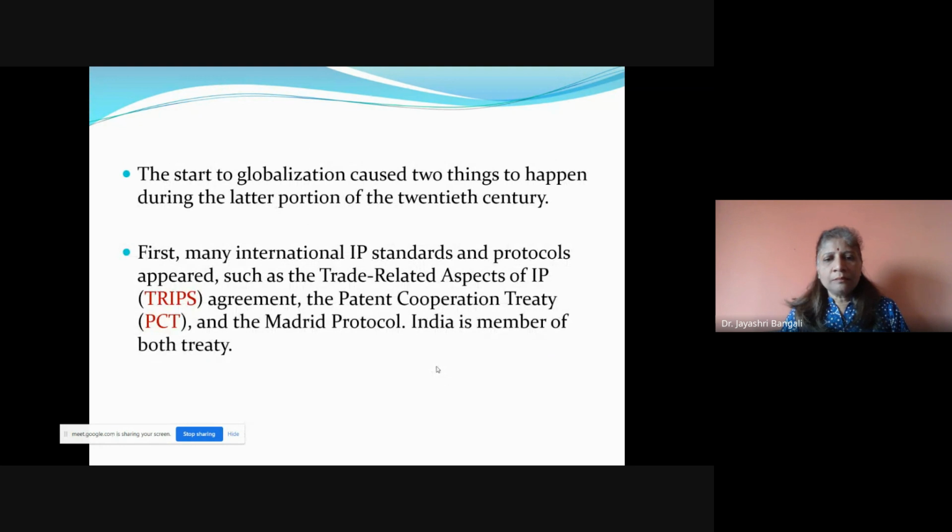Then other international IP standards are the TRIPS and PCT.